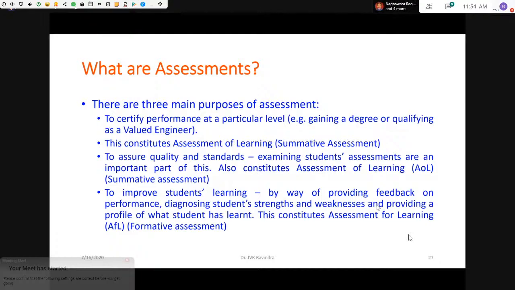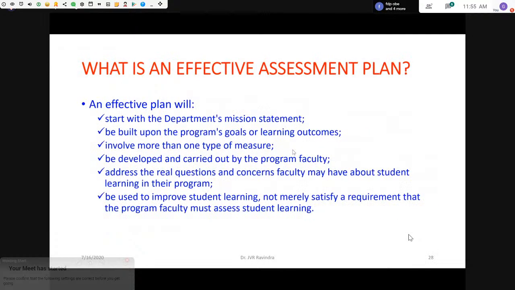So therefore, this FA and SA should go parallel. Okay, one should reflect the other. So that's what we say, the certified performance at a particular level. Now, so this is what I actually said. Then, what is the best way of making an effective assessment plan? Start with the department mission statement. Here the department vision and mission will also come in assessing the students. Okay, and we have to build upon the program goals and learning outcomes.